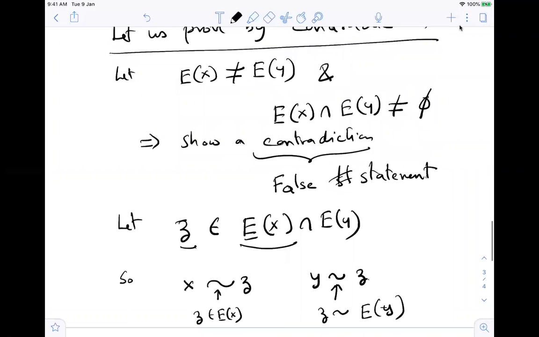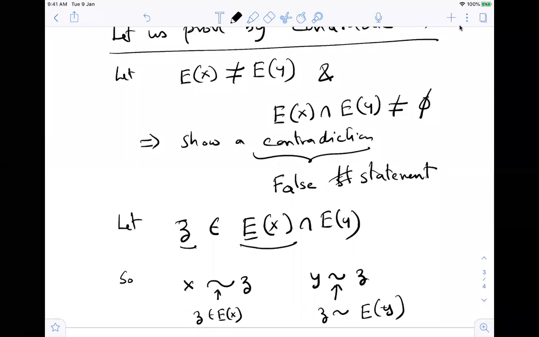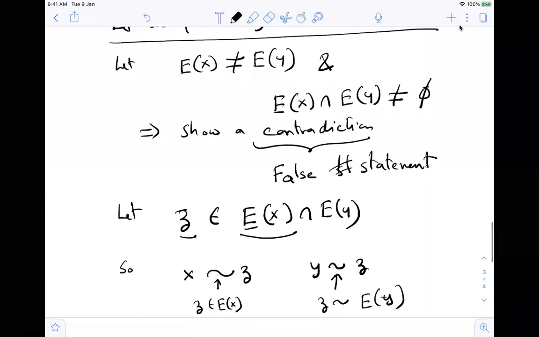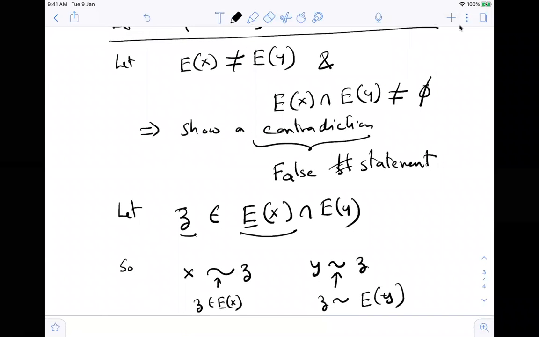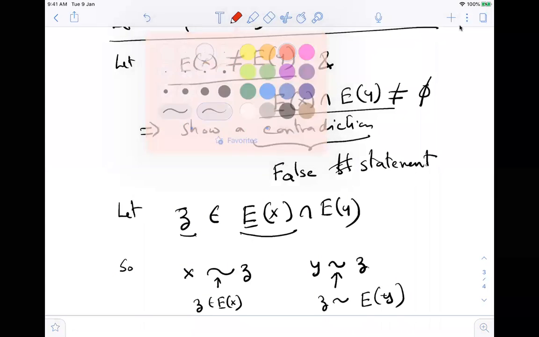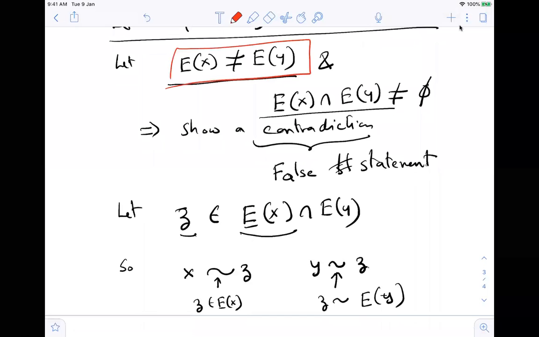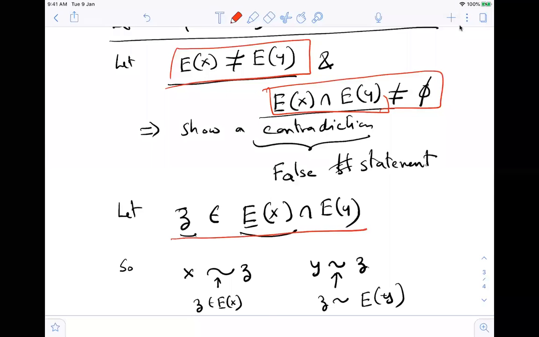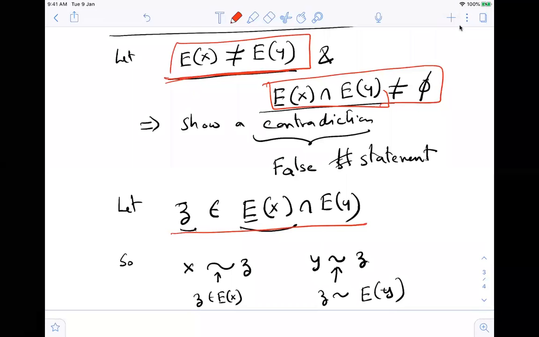Okay, maybe I made a mistake with this whole thing. Forget this. We need some more explanation. Okay, this is completely right, whatever we have done. See, this is what we are assuming, right? We are assuming two things, this and this. Because of this, we can assume that there exists a Z which is in the intersection. But because of this, what can we assume?